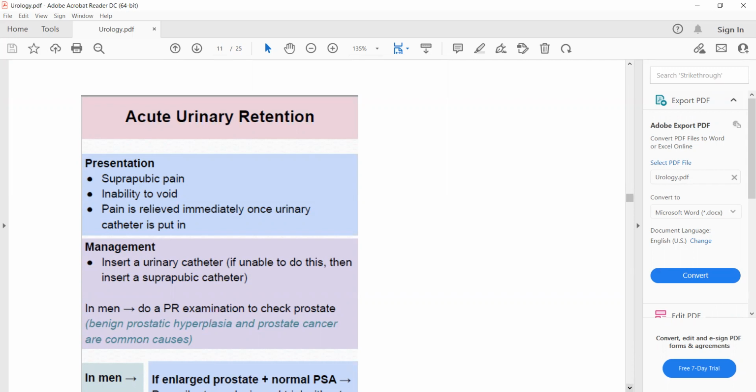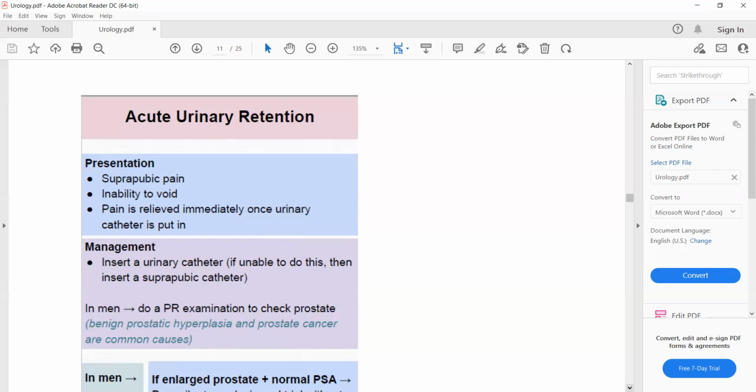And if a urinary catheter is not able to be inserted, then the other option that we have is to insert a suprapubic catheter. So the first line is a urinary catheter, and if unable to do so, then we'll insert a suprapubic catheter. So the management of acute urinary retention is insertion of a urinary catheter, and the second option is a suprapubic catheter.